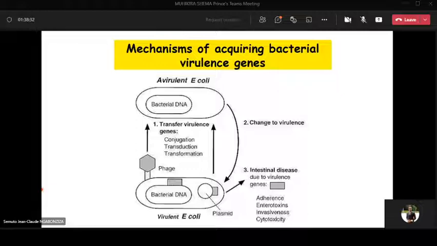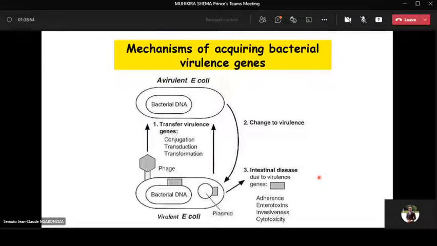I think we explained these three terminologies. We said conjugation is the only sexual way of exchanging genetic material between bacteria, and it is only done with sex pili. So they mate and exchange genetic material from one bacterium to another. This is done between strains of the same species. That is conjugation.